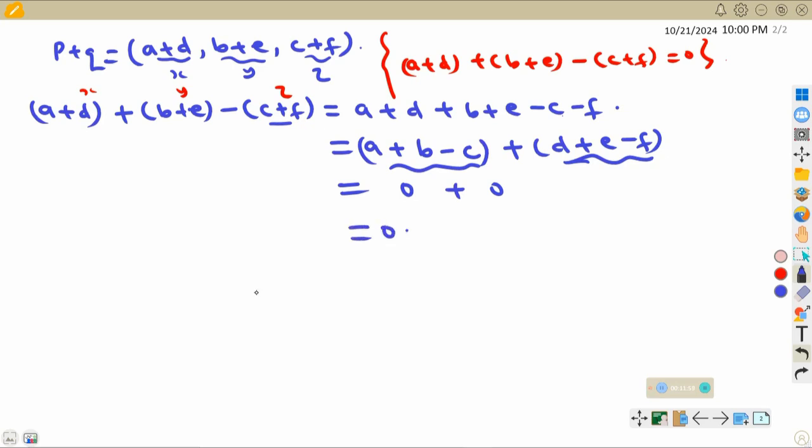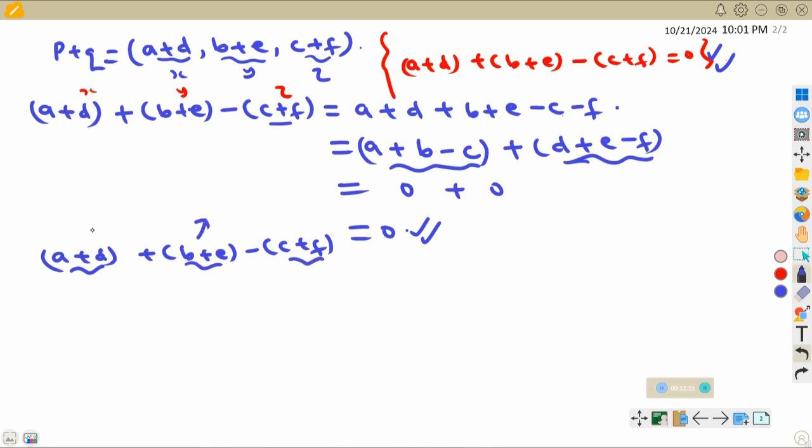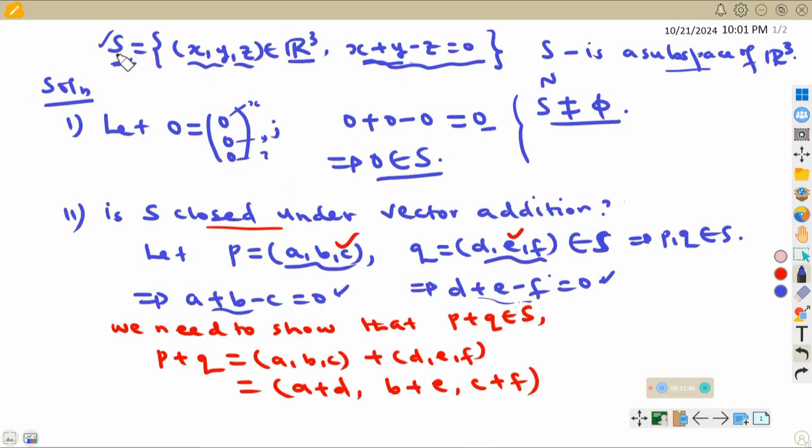So what will this give? It will give us 0. So clearly, A plus D plus B plus E minus C plus F is giving us 0, which I wanted to prove. So if I have proved that one, then I will come to this. A plus D, B plus E, C plus F. What are these components for? These are components of P plus Q. And we can easily see that P plus Q, whose components are A plus D, B plus E, C plus F, are satisfying the condition for any given vectors in set S.